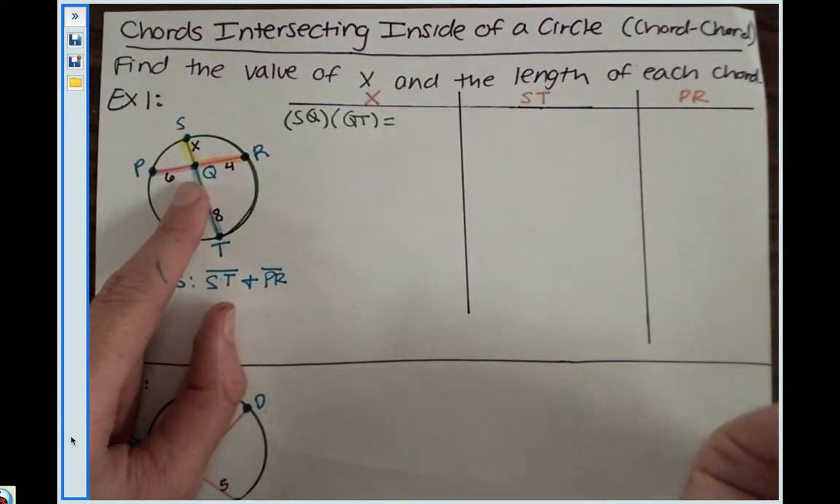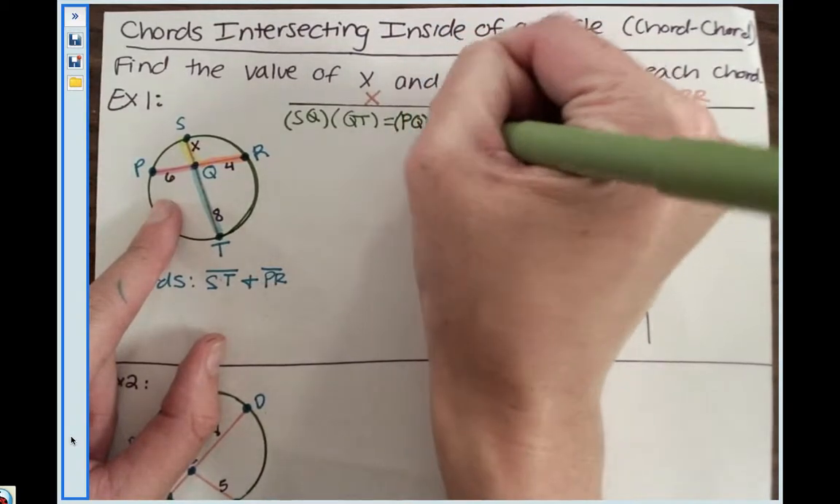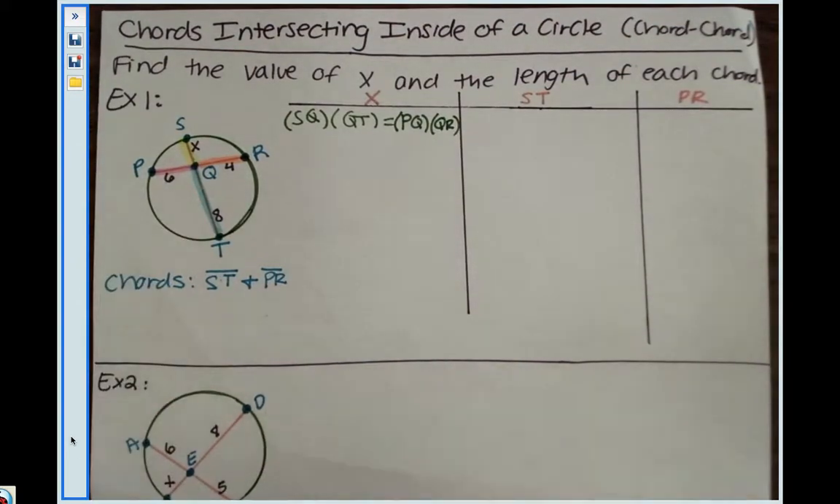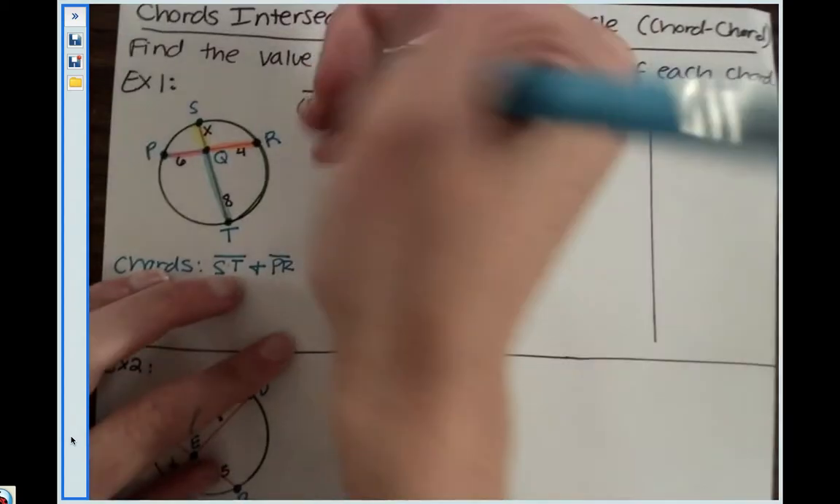So guess what, you guys? I'm just going to multiply those together. So PQ times QR. All right, then I just need to fill in my pieces and I'll be done with this one. So let's get going. I'm going to fill in all my values right here.